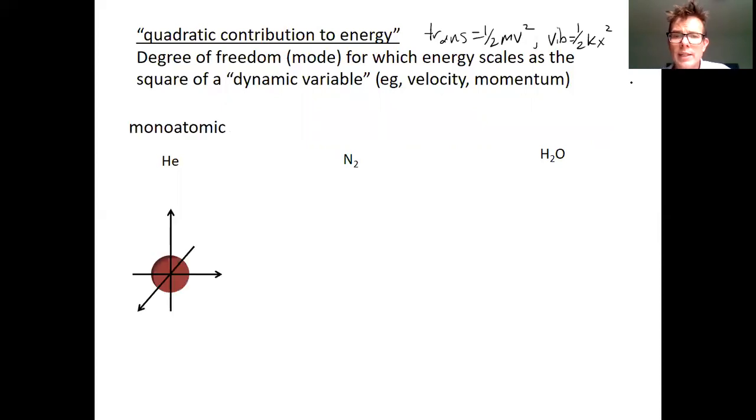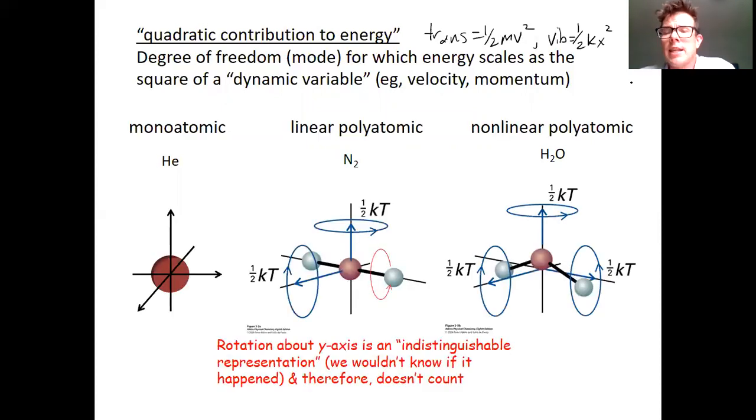And so what we need to start doing is thinking about the different ways that molecules can store energy. So we need to classify molecules according to their type of ways that they can store energy. And there's, broadly speaking, 3 categories. So the first is a simple monoatomic gas. Example would be something like helium. A monoatomic gas has 3 translational degrees of freedom. It can move in X, Y, and Z.